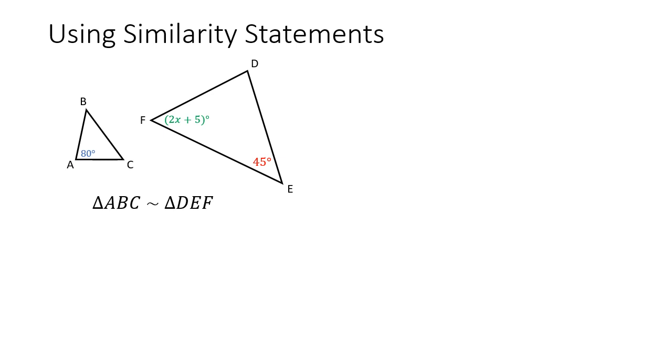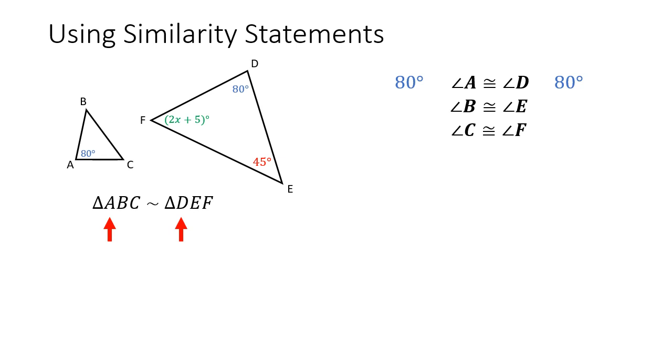So here we're going to use the similarity statement given to us, that triangle ABC and triangle DEF are similar, to solve for some missing angles and then solve for an x. We see angle F is given to us as a 2x plus 5 measure, and so we're going to have to eventually solve for x. But we need to put all the parts together. Remember, the order matters. A and D, since they're first in the names, are going to be congruent. So if A is 80 degrees, then angle D will be 80 degrees. We know B and E have to be congruent to each other.